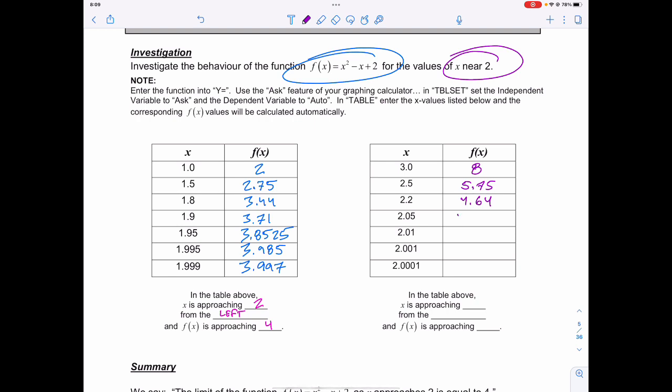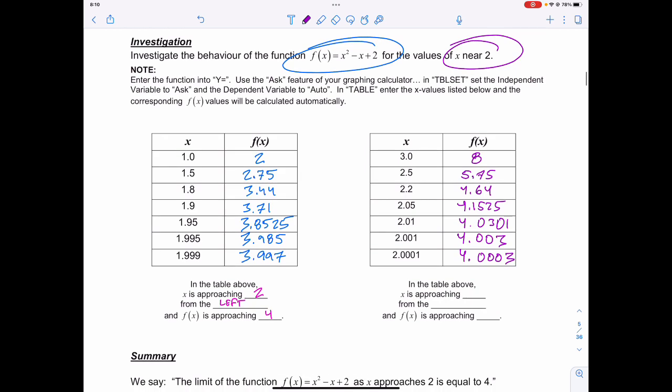2.05 is 4.1525. 2.01, I get 4.0301. At 2.001, I get 4.003. And at 2.0001, I get 4.0003. So as I'm approaching 2 from the right-hand side, f of x is getting closer and closer to 4.